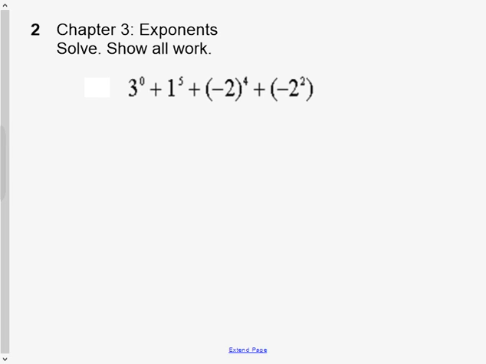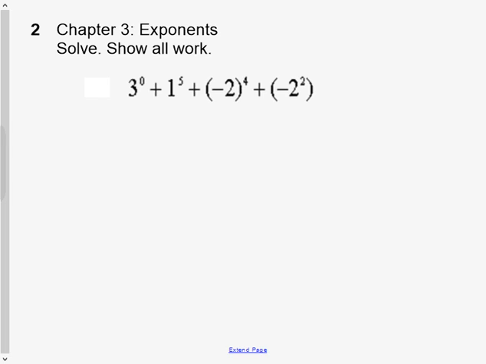Question number 2 is from chapter 3 on exponents. If you'd like to press pause now and try it, you can. Or if you've already done it, I'll show you the solution in just 1 second. All right, so for this question, we have 4 different exponential forms that we're asked to solve and show your work. So we need to simplify it. We need to change it from exponential form into standard form.